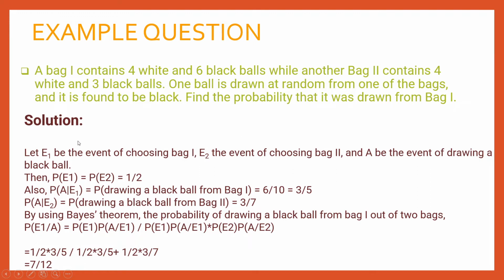Solution for this question. Let E1 be the event of choosing bag 1, let E2 be the event of choosing bag 2, and let E be the event of drawing a black ball. P of E1 equals P of E2 equals 1 by 2. Also, P of E given E1, the probability of drawing a black ball from bag 1, is 6 by 10, since there are 6 black balls in bag 1, which is also 3 by 5. P of E given E2, drawing a black ball from bag 2, is 3 by 7. By using Bayes theorem and calculating the probability, you get the answer as 7 by 12.